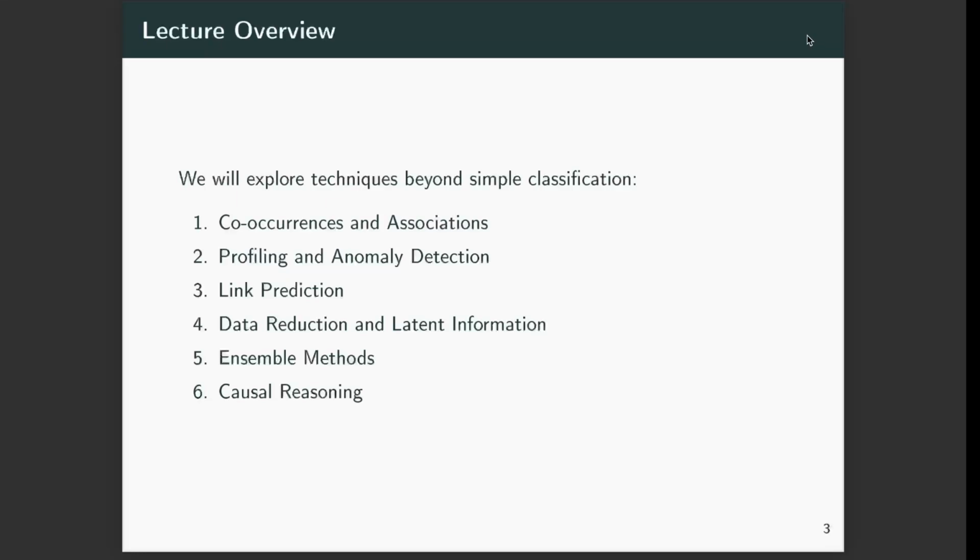uncovering hidden structure. Fifth, we will examine ensemble methods, the insight that many models working together can outperform any single model. And sixth, we will close with causal reasoning, perhaps the deepest and most philosophically rich topic of the entire course. These 6 areas form a rich and diverse toolkit.